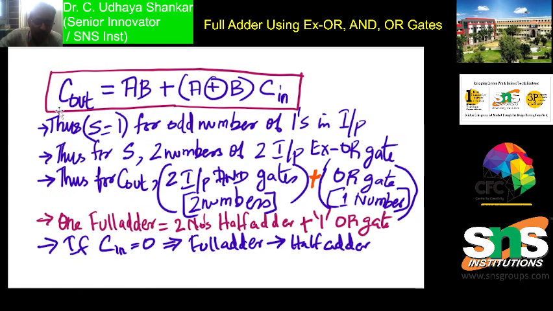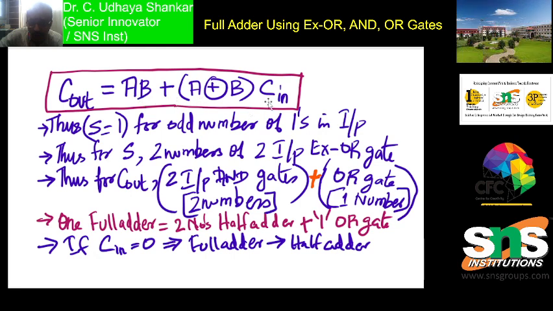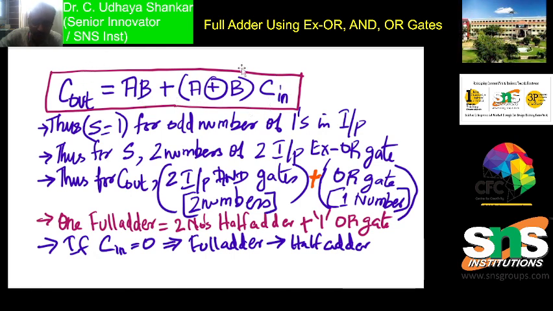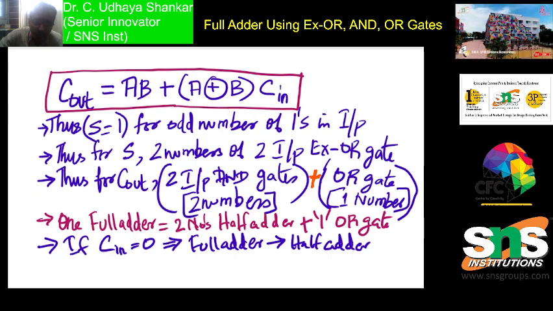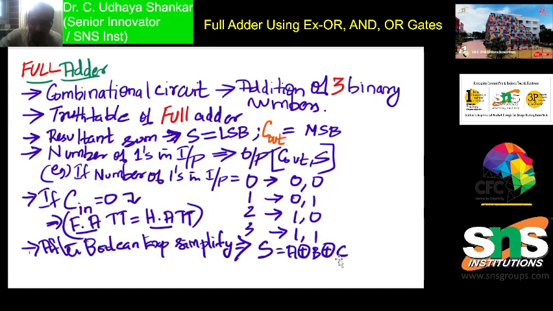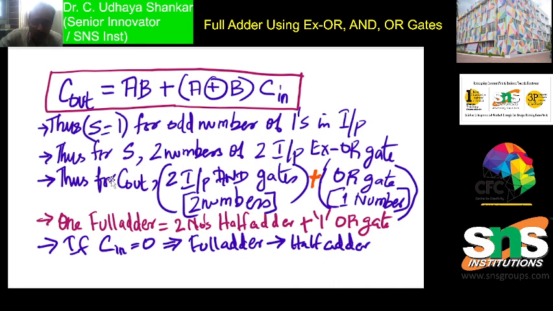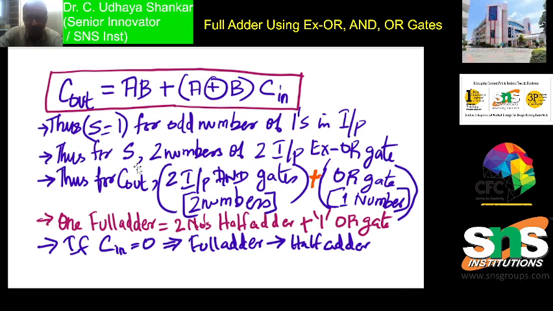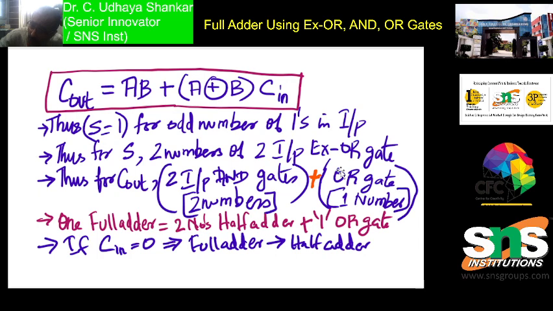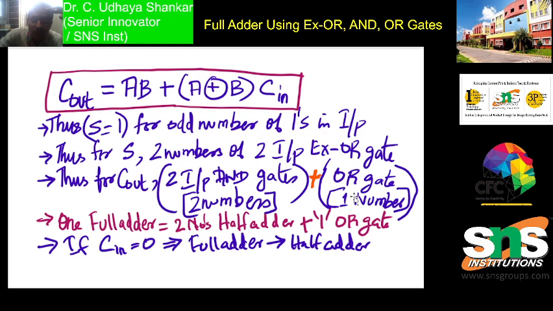Similarly, carry out, that is C out, will be equal to A dot B plus A XOR B into Cin. So this is what the carry output expression is all about. If you reduce the truth table, you will be getting the sum expression as A XOR B XOR C. Thus S equal to 1 for odd number of ones in the input. Thus for S, two 2-input XOR gates are needed, whereas for C out, you need 2-input AND gates and 1 OR gate.